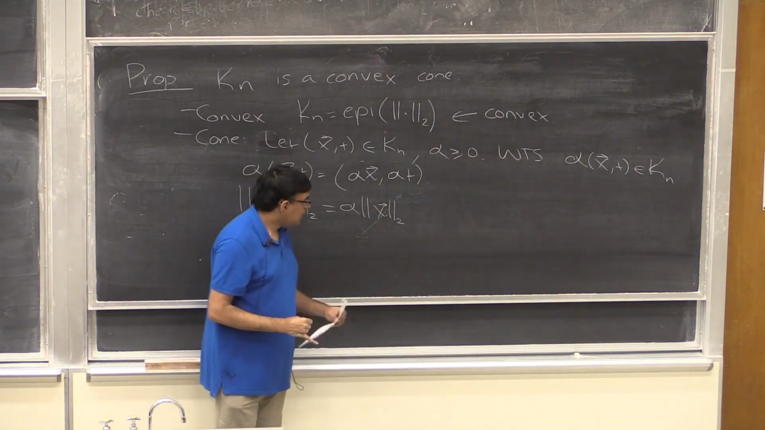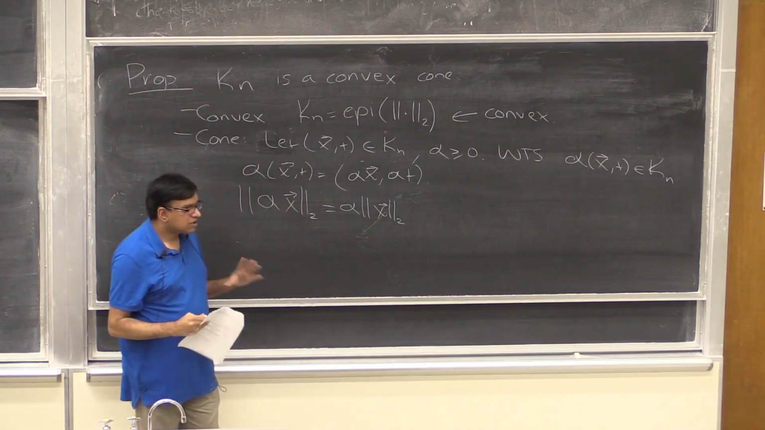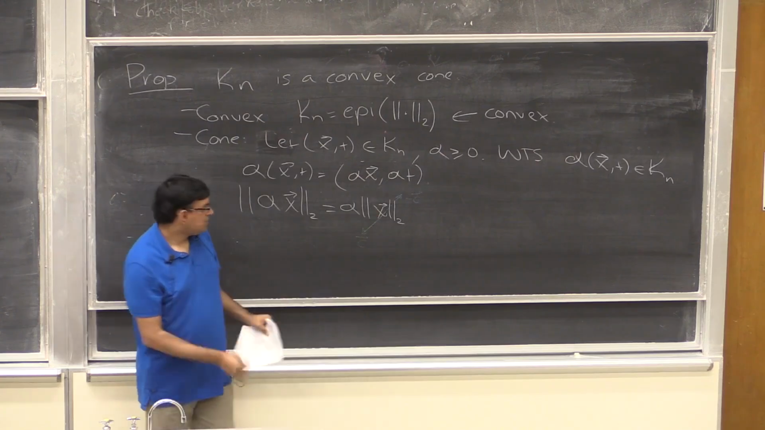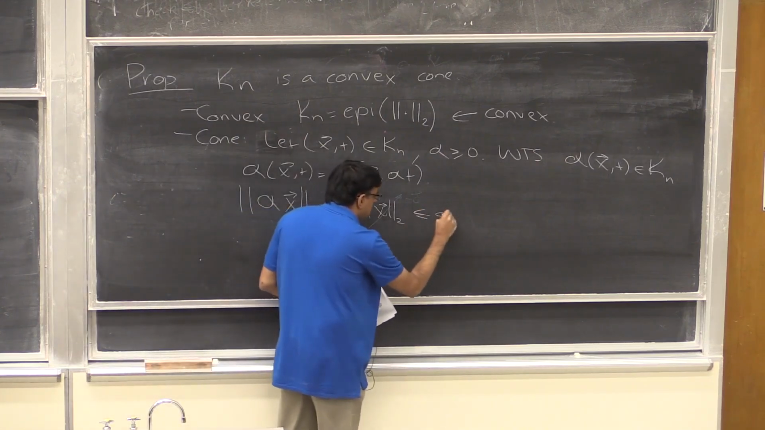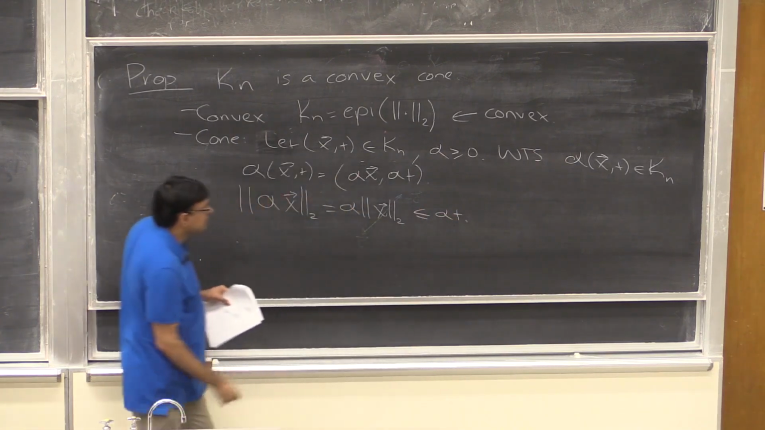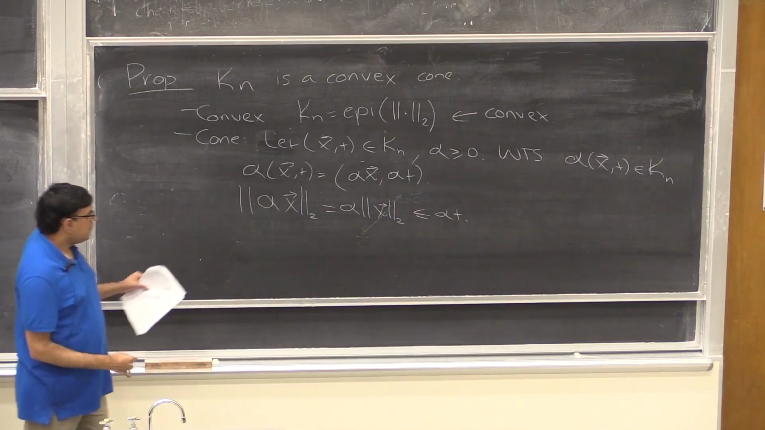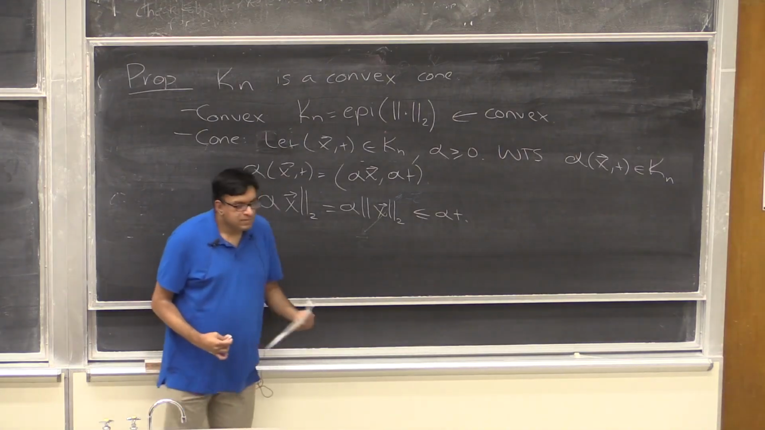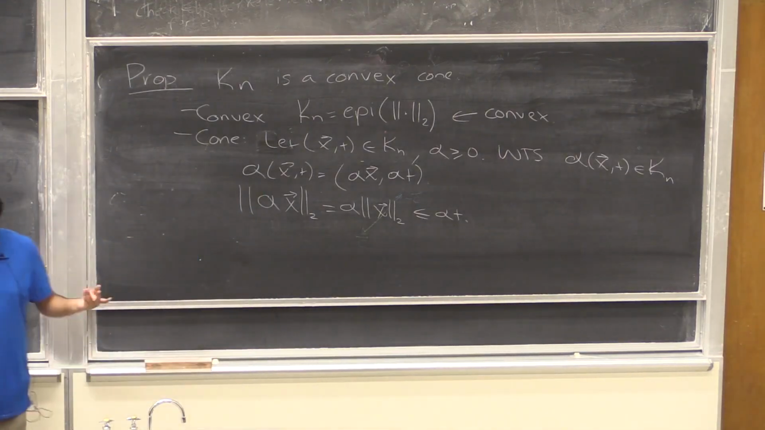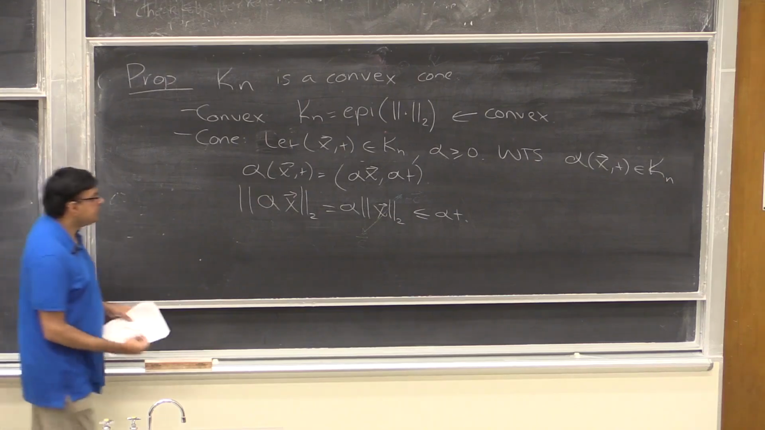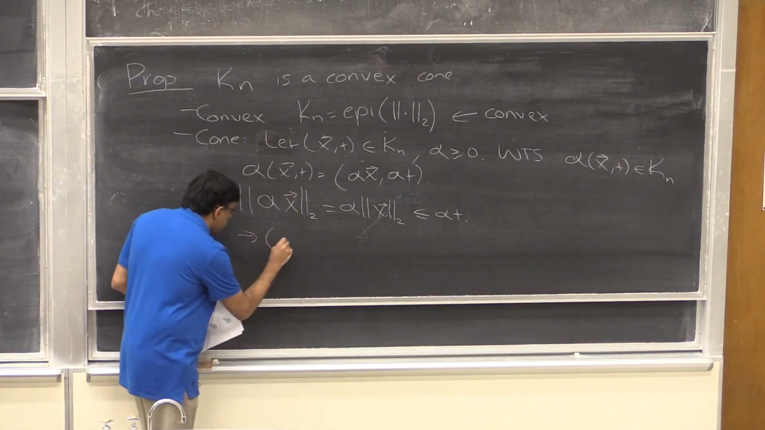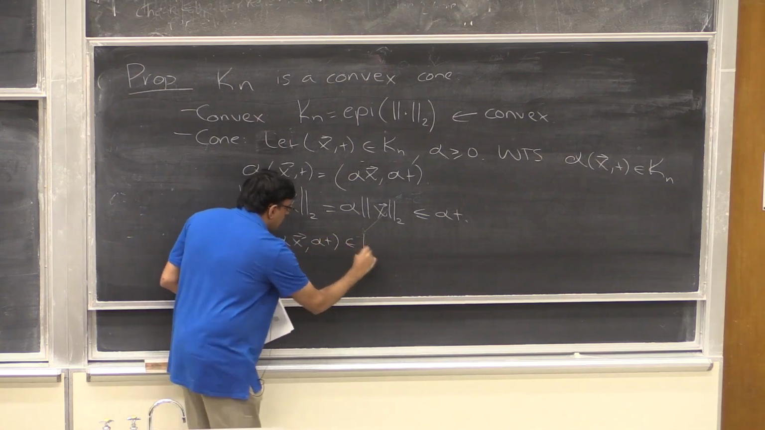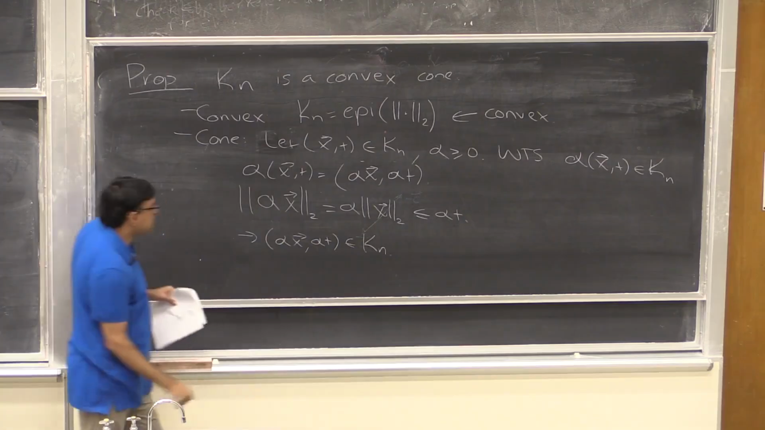Because (x, t) is in the second order cone, we know that the norm of x is less than or equal to t. So this is just less than or equal to alpha t. So we now know that the norm of alpha x is less than or equal to alpha t. And this proves that (alpha x, t) is in the second order cone. Okay. And this completes the proof.